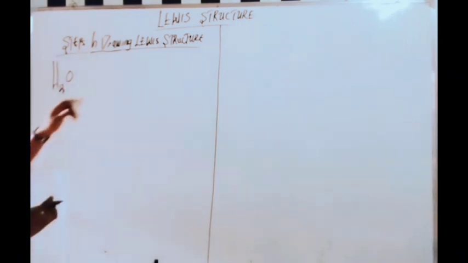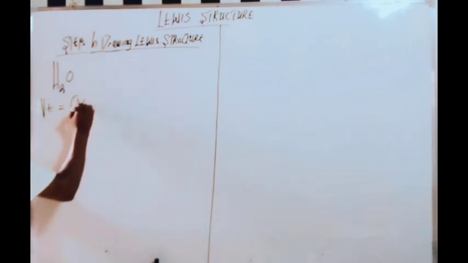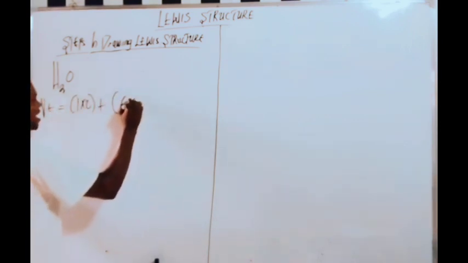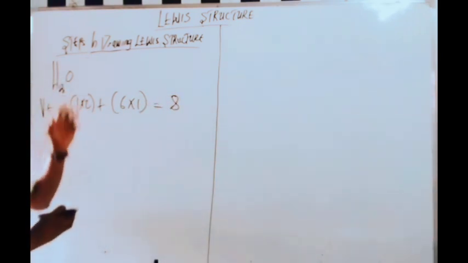Right there, H2O. Now, my valence electron is what? It is 1 times 2 plus 6 times 1. We're going to get 8, right? 8 valence electrons. That was step 1.